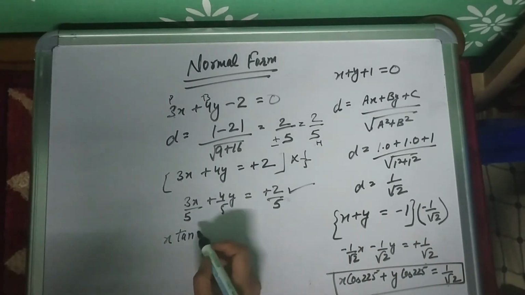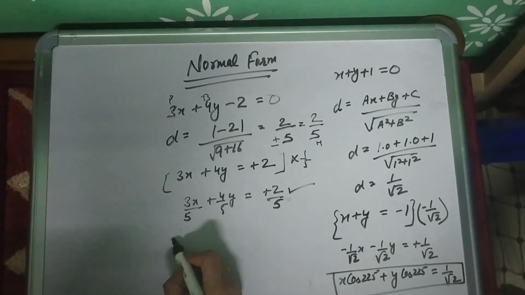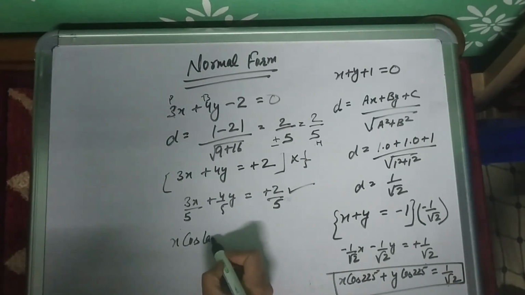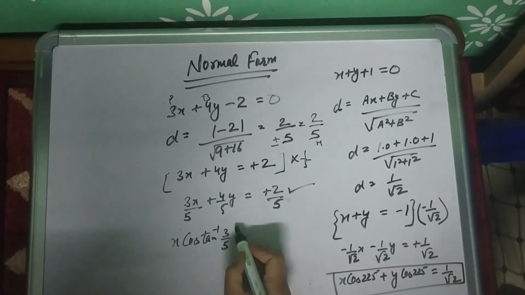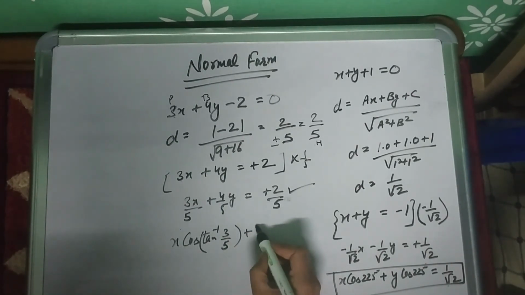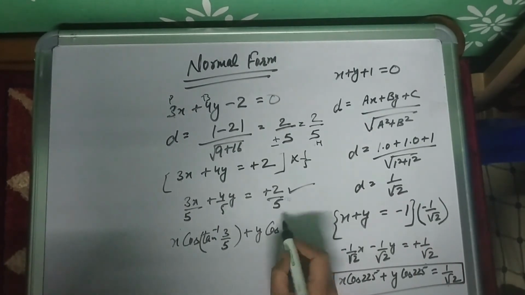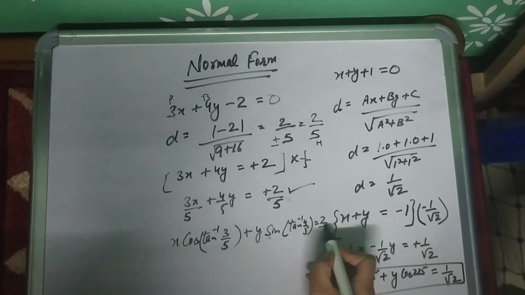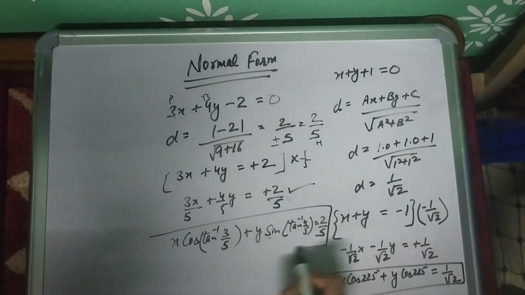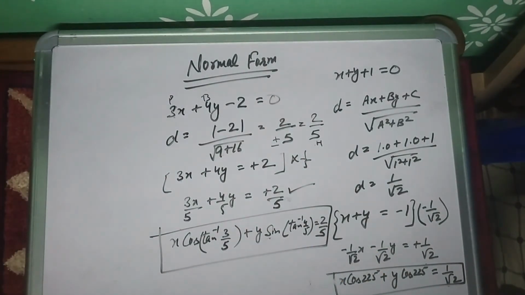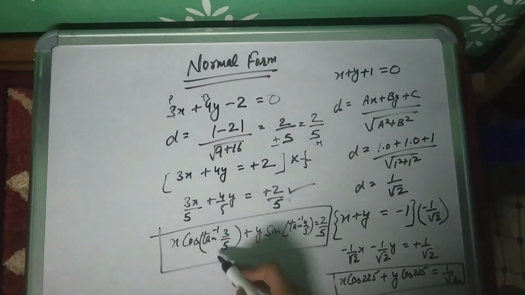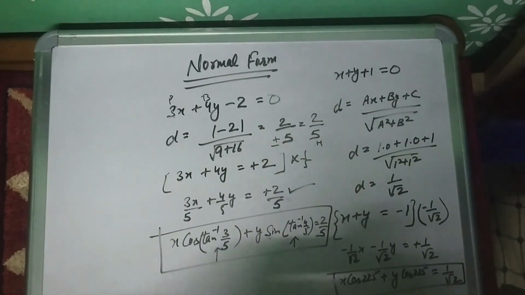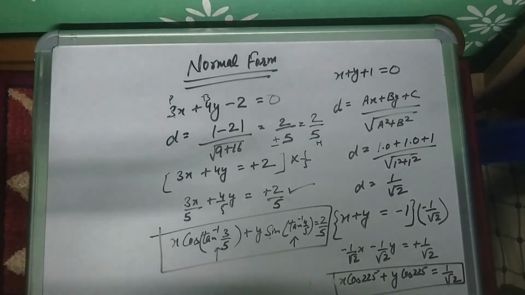So here we can write x into cos of tan inverse 4 over 3 plus y into sin of tan inverse 4 over 3 is equal to 2 over 5. So every equation can be converted into normal form. This can be calculated through a calculator. Okay. So this was about normal form.